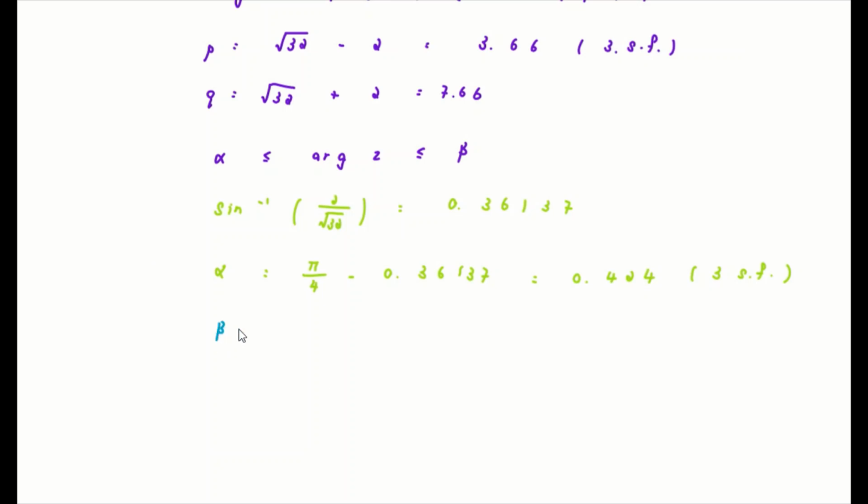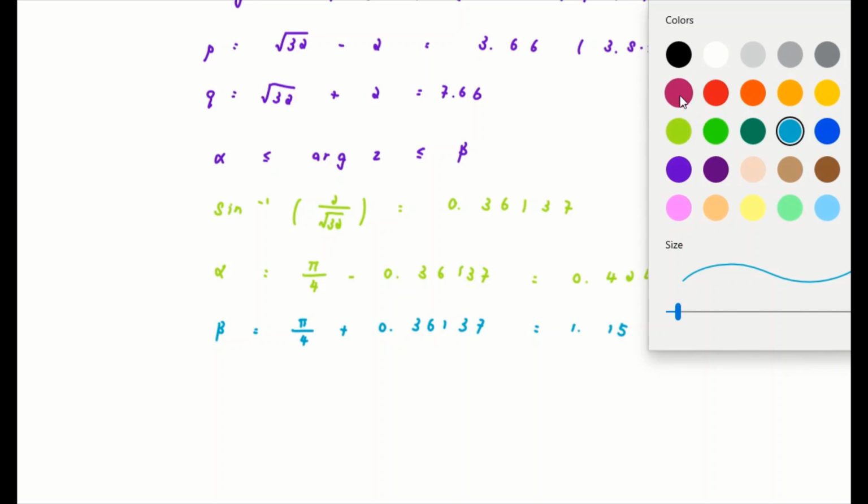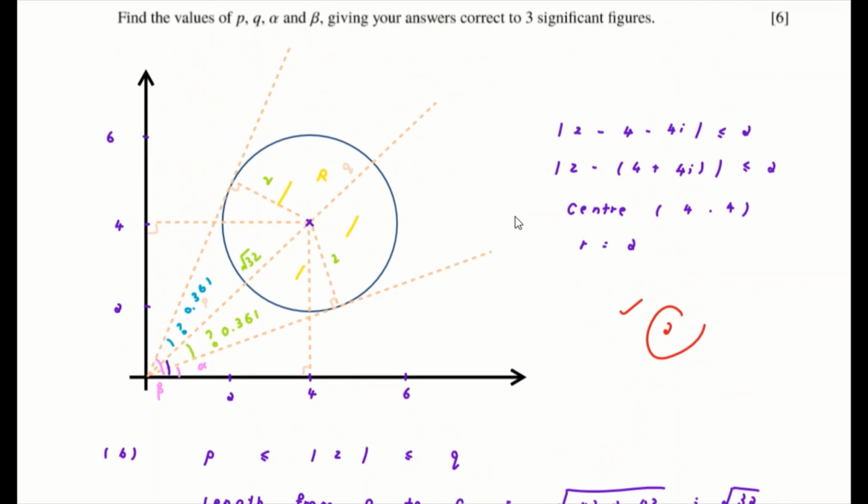So alpha is equal to beta is equal to pi over 4 plus 0.36137. When you add them together and give your answer in three significant figures as well, you will be able to get 1.15. That's basically how you get the answer. You might need more time to understand this. Basically, everything that we use here is something that you have learned before. It's just how you apply it in the question so that you understand what the question wants, then you try to answer from that.